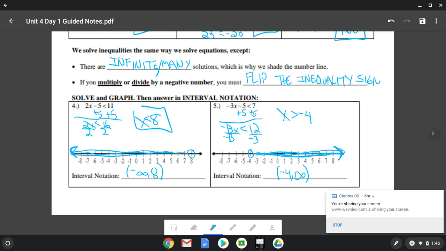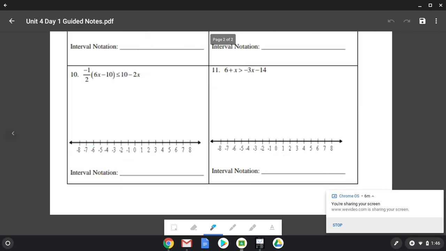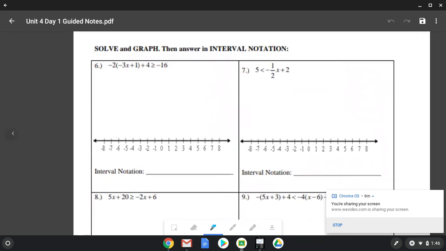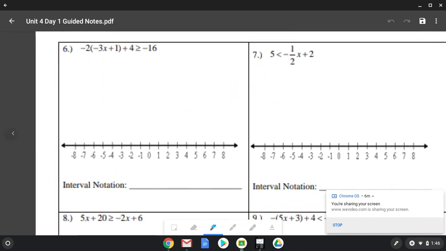So that's the gist of these notes. Let's go to page 2. Make it a little bit tougher now, these 6 problems. We need to distribute first for number 6. So for number 6, that would give us a positive 6x minus 2.